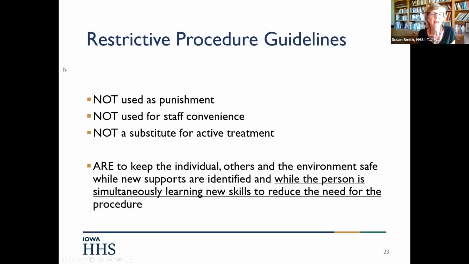So kind of a recap. Restricted procedures should not be used as punishment. They should not be used as staff convenience, and they should not be a substitute for active treatment. They should be used to keep the person and other people in the environment safe while the person is simultaneously learning new skills to reduce the need for the procedure.